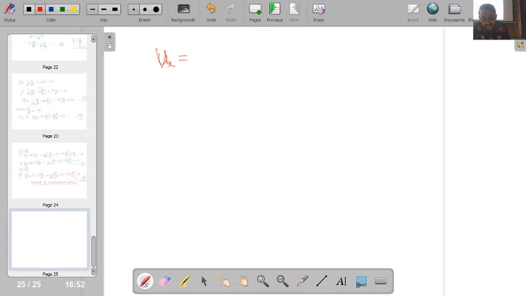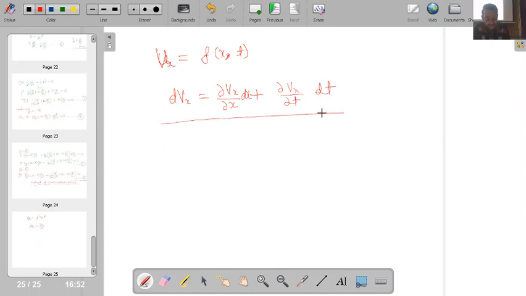We know that our velocity Vx is a function of x comma t. So flow velocity at a particular location and time will be dependent on both. So I can write that dVx will be equal to del Vx by del x into dx plus del Vx by del t into dt. Now, in my time and x plane, I can take any arbitrary location. Say this is an arbitrary location I have taken over here.